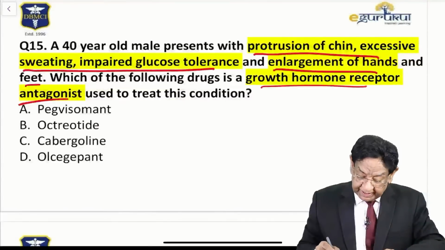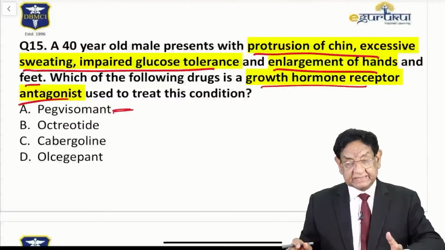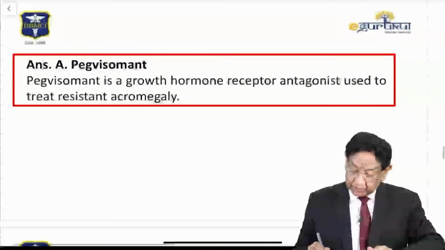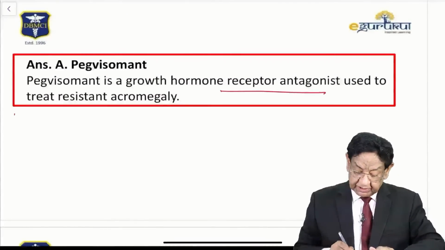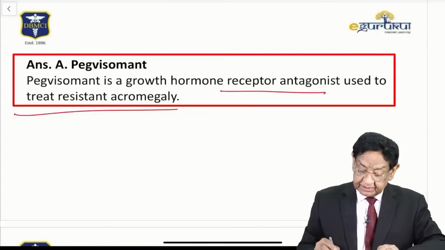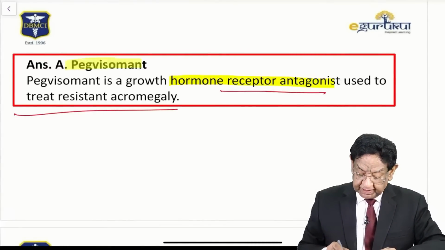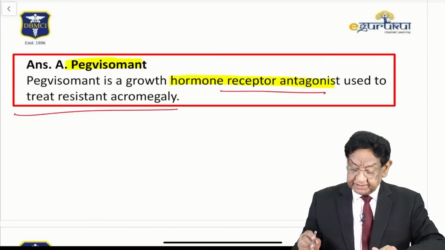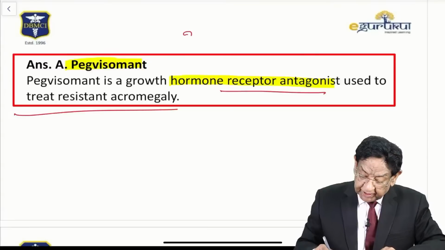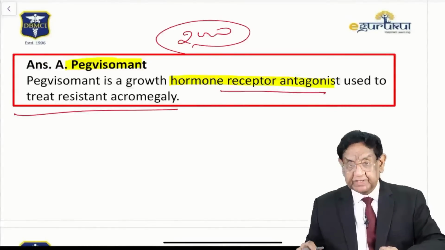Answer is A. Why A? Why not B? Let's learn the basic concept. Pegvisomant is a growth hormone receptor antagonist used in resistant acromegaly. So the question was growth hormone receptor antagonist, and pegvisomant is the second line drug treatment for acromegaly, not the first line. What is the first line and why? I'm going to discuss in the next slide.